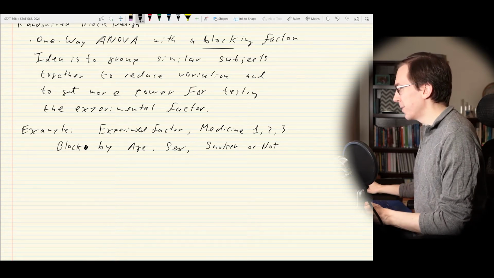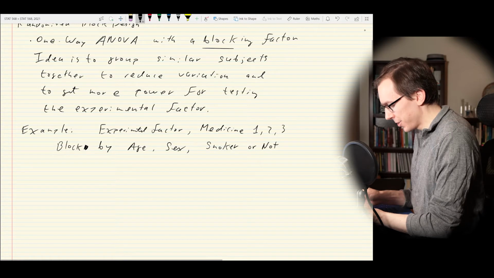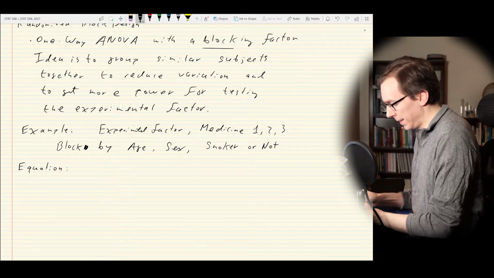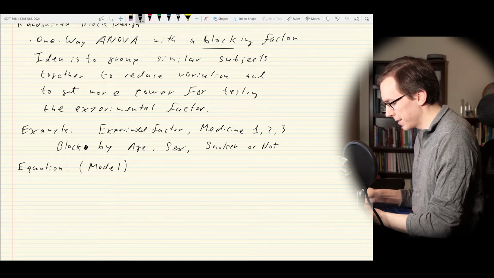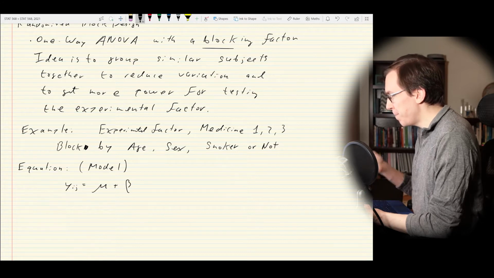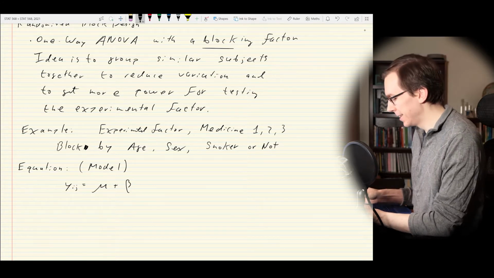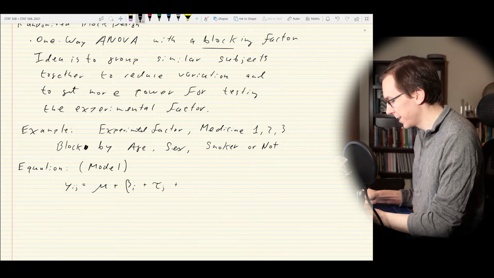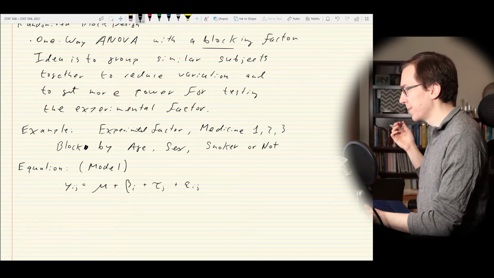So then mathematically, what is this going to look like? Well, the equation, or the model that we'll be trying to fit, is going to look like Y_ij is mu, again, our global mean, some beta, which is going to be our block factor, beta_i. We're going to have tau_j for our treatment factor, or treatment effect, and then we're going to have epsilon_ij for our random noise.